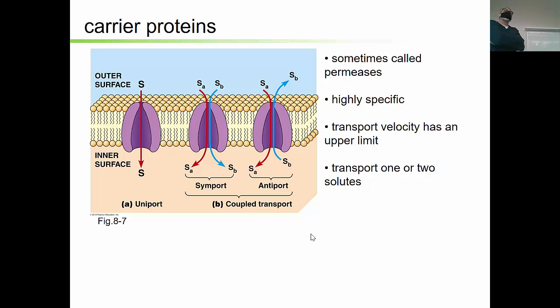If we're looking at transporters that move two solutes, we can have two different types. With a symporter, both solutes are moving in the same direction. And with an antiporter, the solutes are moving in opposite directions.